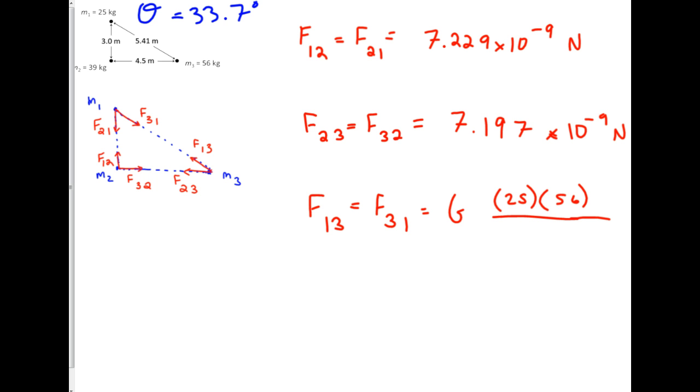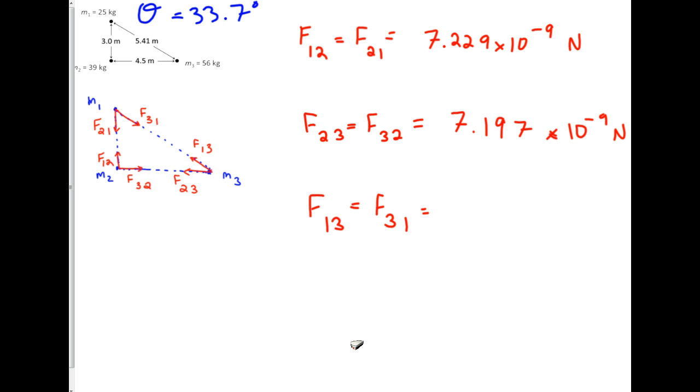Right? The product of the masses, M1 and M3. And the denominator is the distance between them squared. And that's 5.41 squared. So I type this into my calculator: 25, 56, 5.41 squared, and I get 3.192.